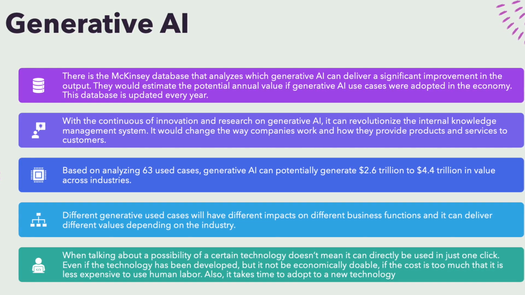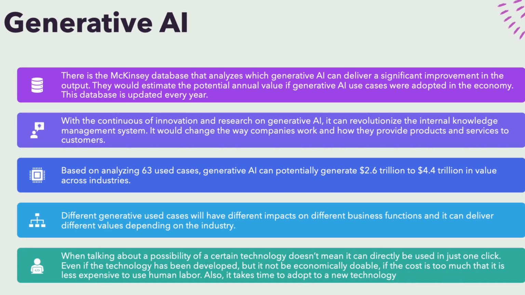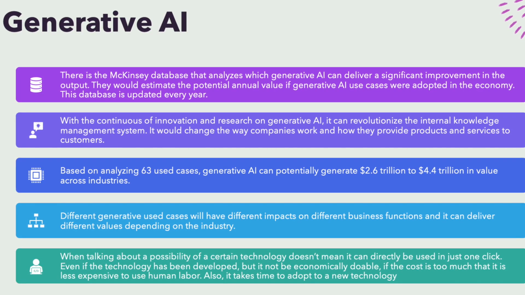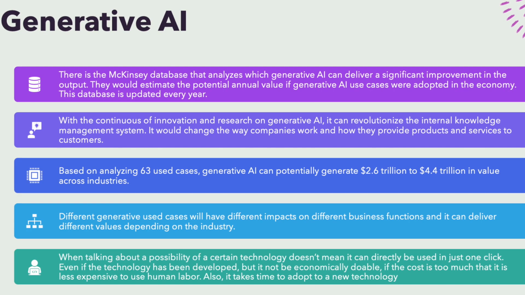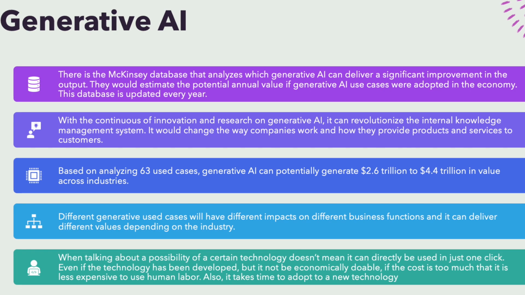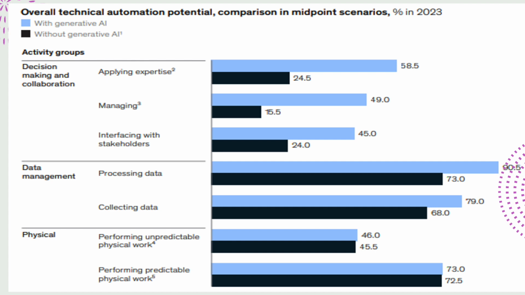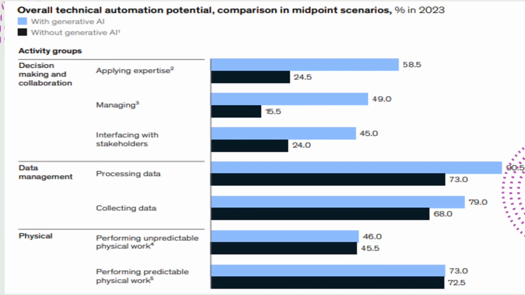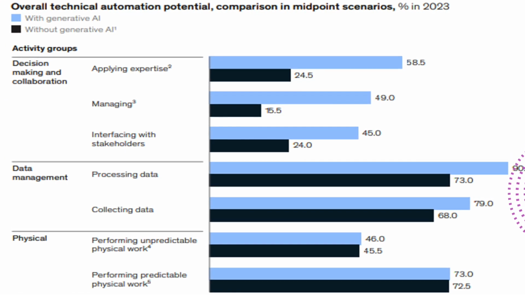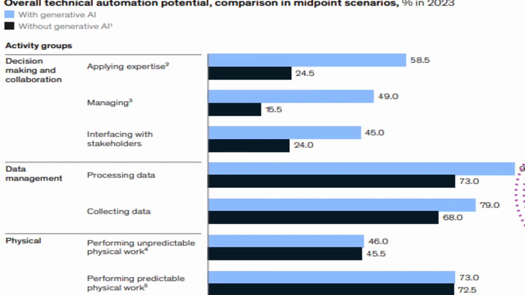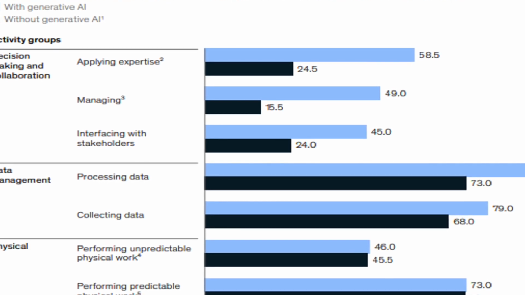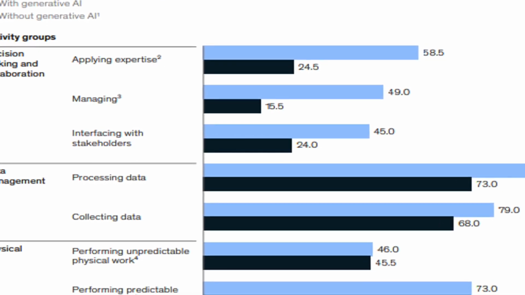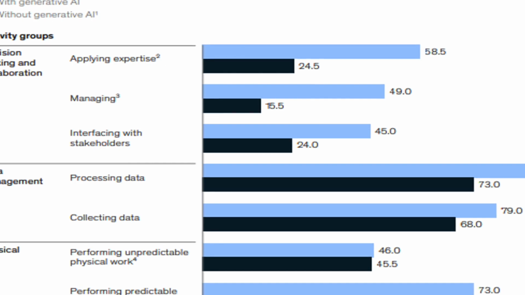When talking about the possibility of a certain technology, it doesn't mean it can directly be used in just one click. Even if the technology has been developed, it may not be economically doable. If the cost is too much, it is less expensive to use human labor. Also, it takes time to adapt to a new technology. We can see from this graph that generative AI helps with decision making, data management, and physical work. But compared to data management and physical work, generative AI helps more with decision making and collaboration. We can see that with generative AI, the potential of automation will increase a lot.